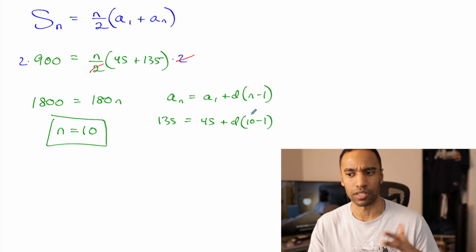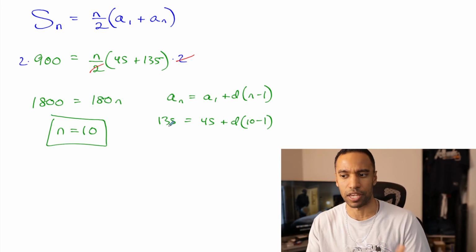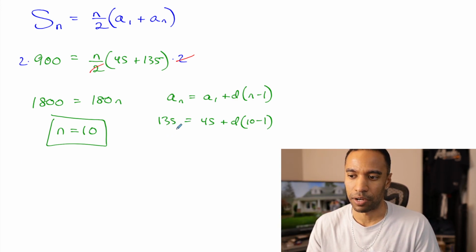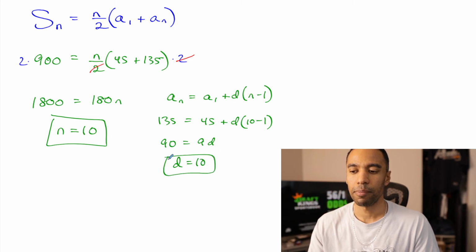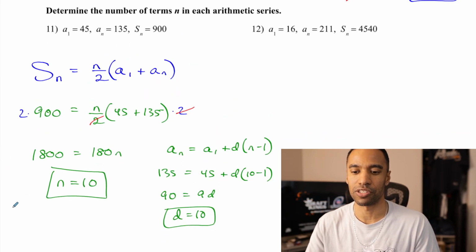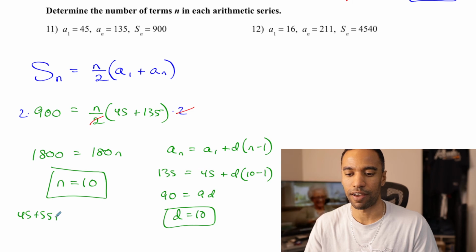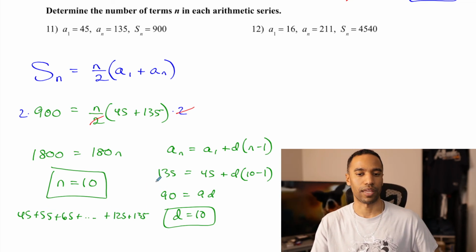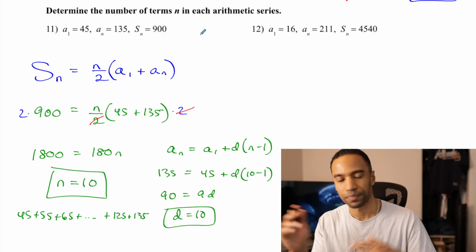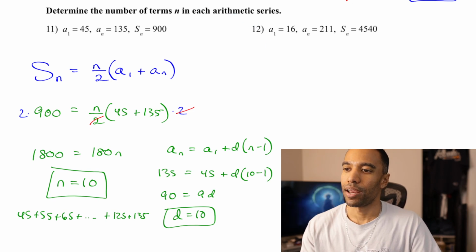There are other ways to logically do it, but it goes back to this algebra right here. 10 minus 1 is 9, right? Subtract 45, you get 90. 90 equals 9d. Divide both sides by 9. D is also 10. So common difference of 10. Apparently this list is 45 plus 55 plus 65 all the way to 135. 10 terms doing that. And that's what gets you 900. Little lesson in there.